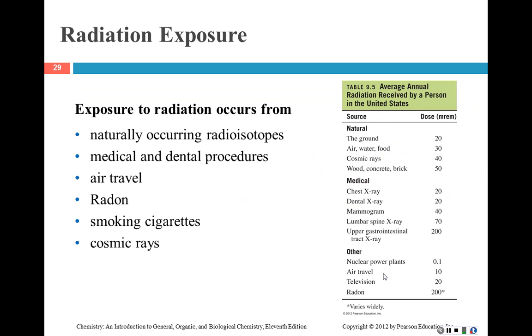We can get exposure from different places. We've already seen that we have naturally occurring radioisotopes in nature. Dental and medical procedures where we get x-rays. Whenever you go high in elevation, like in a very high mountainous area, or even flying in an airplane, you get high enough to where you're not as protected by the atmosphere, and so you can get more radiation.